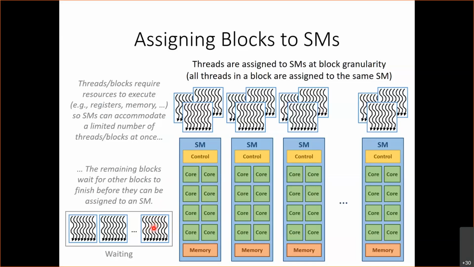Okay. Professor, yes. Is the assignment also parallel, or does it happen one at a time? Does it do it, okay, this one will take this one, this one will take this one? Okay, so by assignment, what I mean is that these threads have reserved resources to execute on the SM. That doesn't mean they're actually executing.